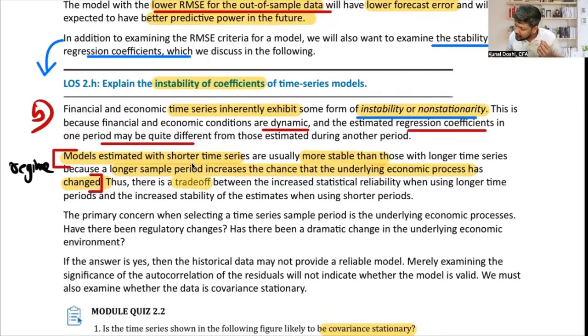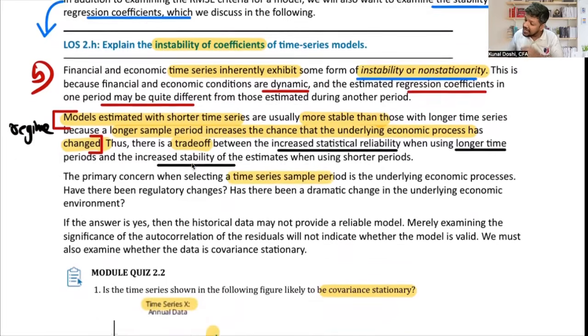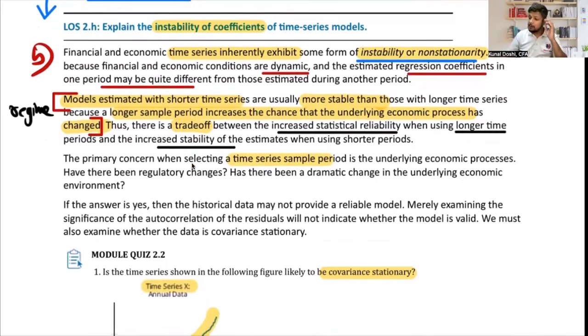What is the trade-off? Trade-off between increased statistical reliability when you use a longer time period. Remember, a larger sample is better. But if you use a longer time period, then there is a problem of stability. Stability is there with a shorter time period. So the primary concern when selecting a time series is the underlying economic process. If the economic process has changed, you cannot take a longer period. You'll have to use a shorter period.